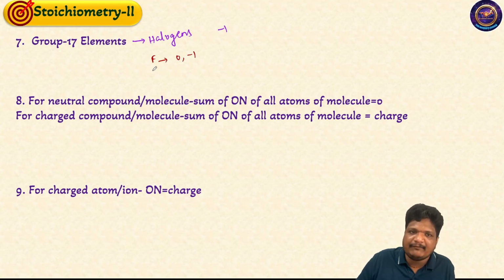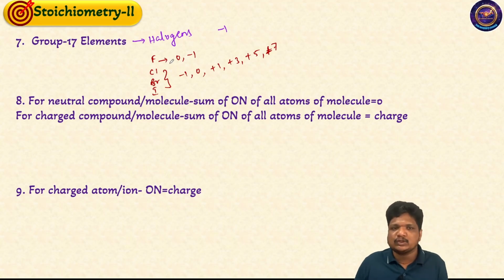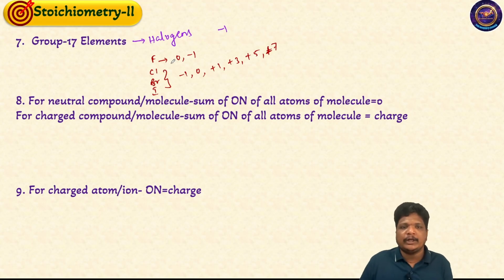In the case of chlorine, bromine, iodine, these three can show -1 oxidation state, 0 oxidation state, +1, +3, +5 up to +7 oxidation state. So if you observe fluorine, it shows only 2 oxidation states, whereas the remaining halogens, chlorine, bromine, iodine, will show the -1 to +7 oxidation states. So this is about the group 17 elements.